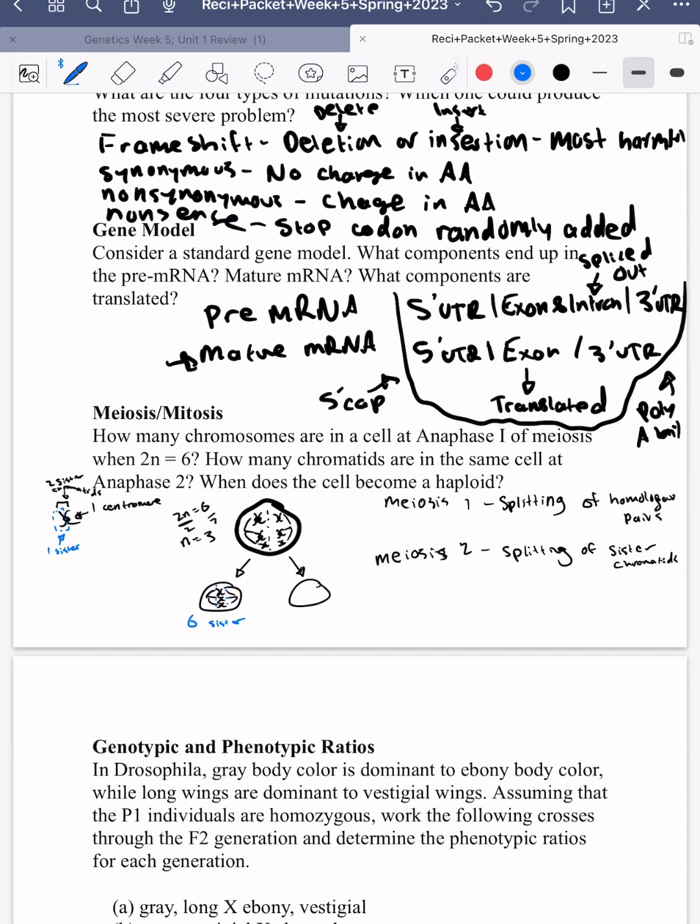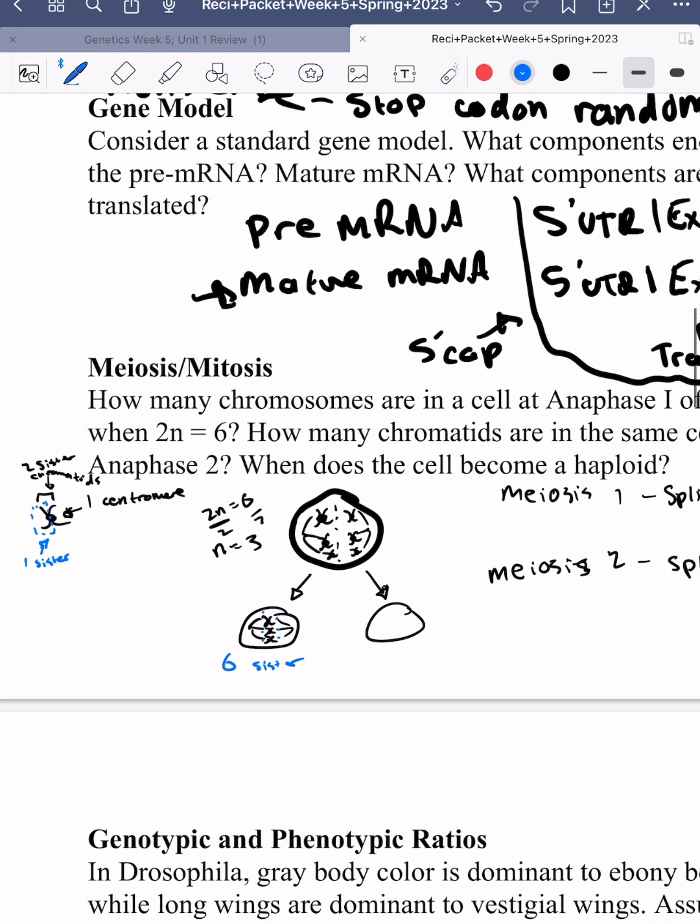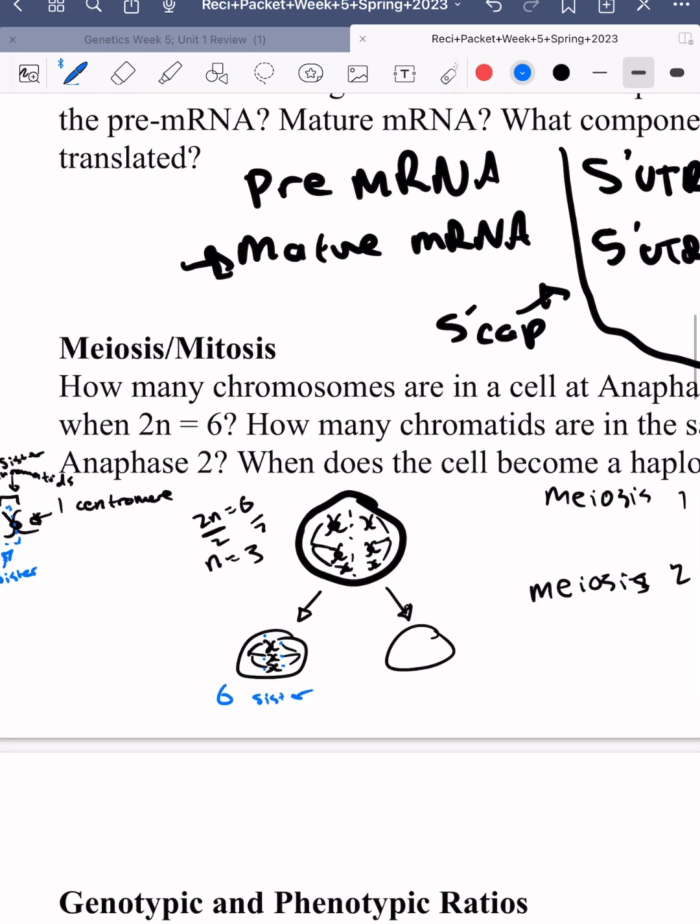When does a cell become haploid? Remember, the diploid or haploid number is based off of the number of sets of chromosomes. So since it's diploid, meaning that there are 2 chromosomes per set, it'd be 2n. To find the haploid number, you simply divide over and you get n, which is the haploid number. So we can see that in this example, once the cell goes through anaphase 1, the homologous pairs split. So that is the point when they stop being diploid and they become haploid.